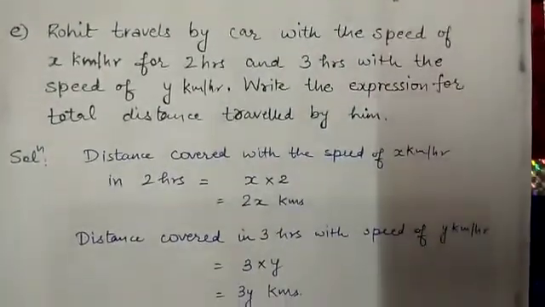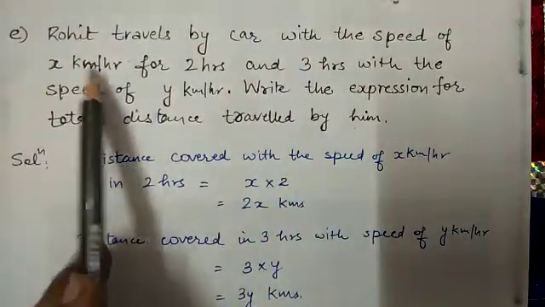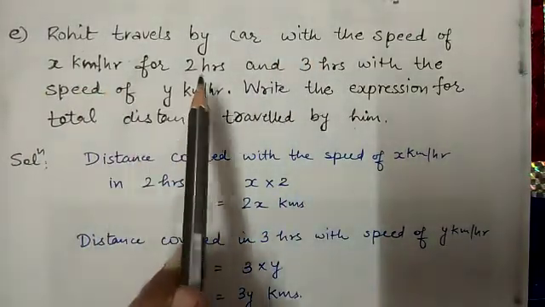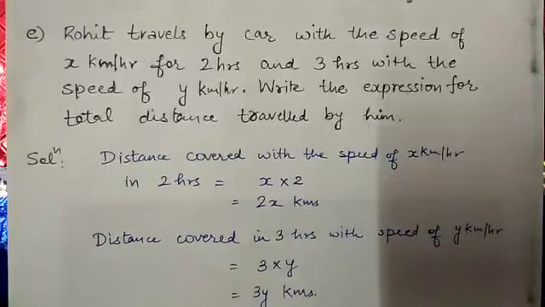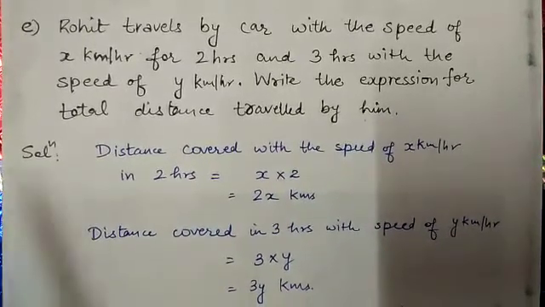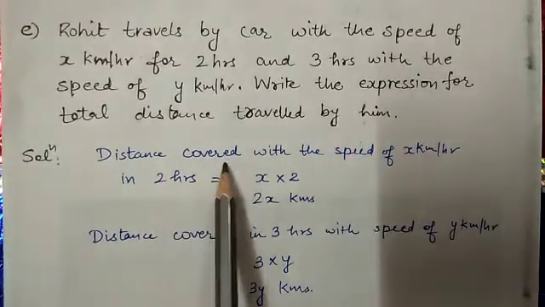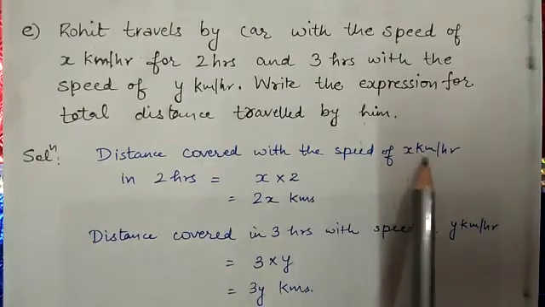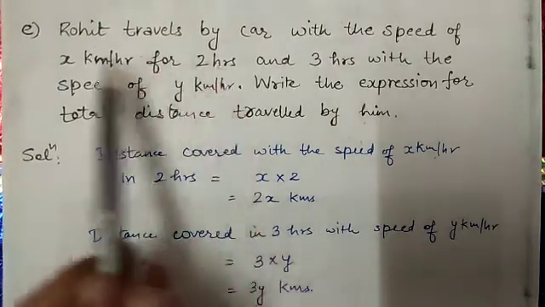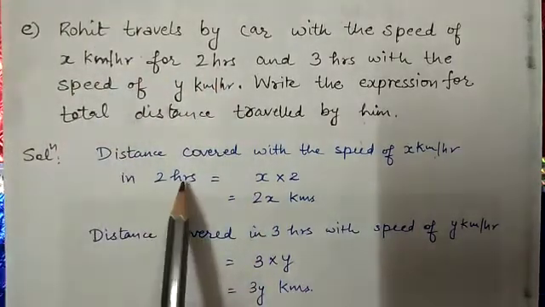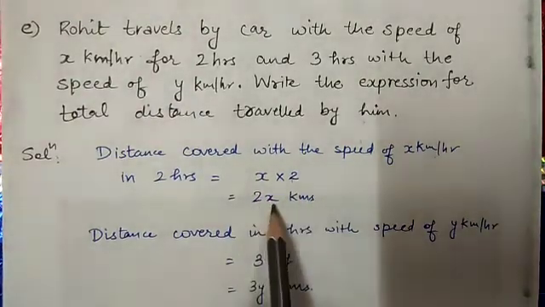Next question. Rohit travels by car with the speed of x km per hour for 2 hours and 3 hours with the speed of y km per hour. Write the expression for total distance travelled by him. So first we will find the distance covered with the speed of x km per hour in 2 hours. Initially he has travelled for 2 hours with the speed of x km per hour. So distance will be speed multiplied by time, x into 2, that is 2x.